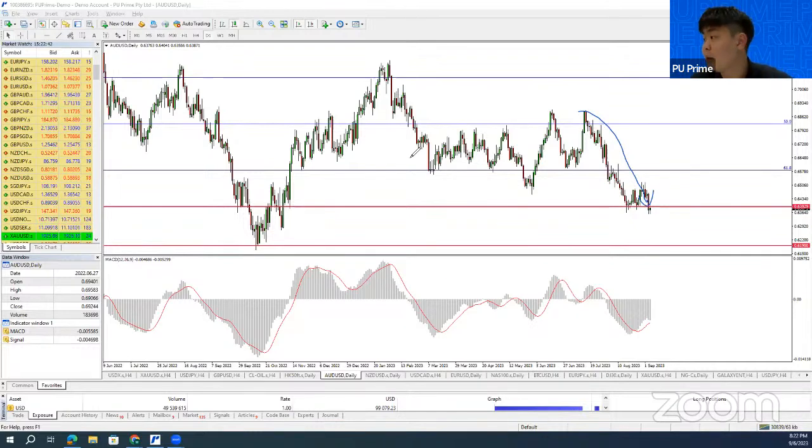So for now, we need to focus on 0.6395, a strong support. Then the next support level should be around 0.6190. This is the trend for the Aussie dollar.